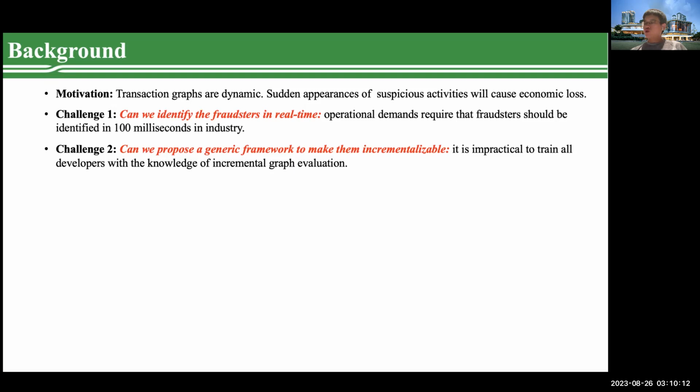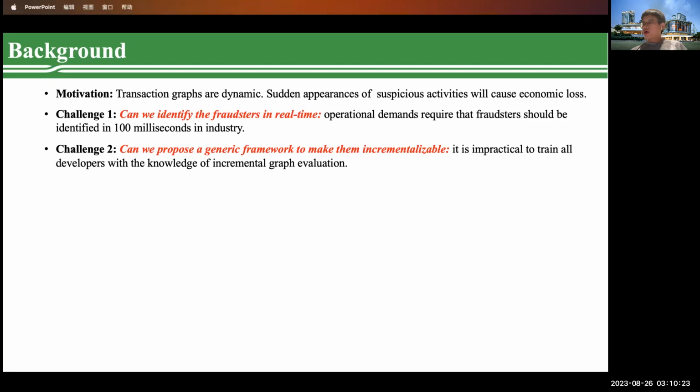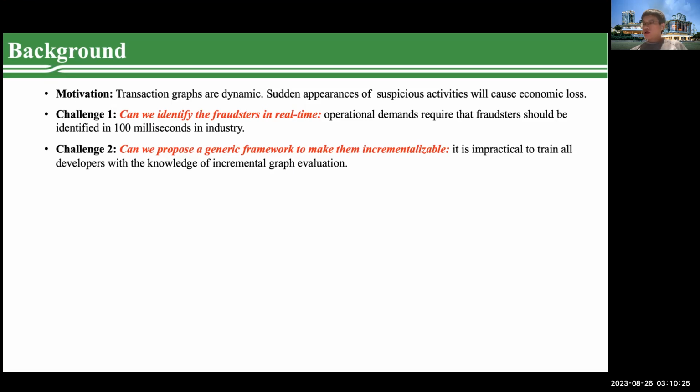Our first challenge is to answer the question: can we identify fraudsters in real time? The operational demands of the industry require us to detect fraudsters within 100 milliseconds. This challenge emphasizes the need for rapid fraud detection mechanisms.